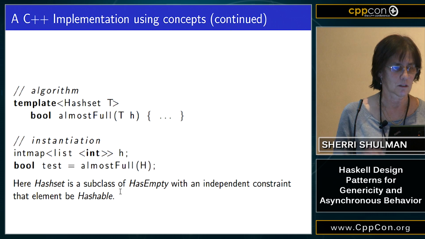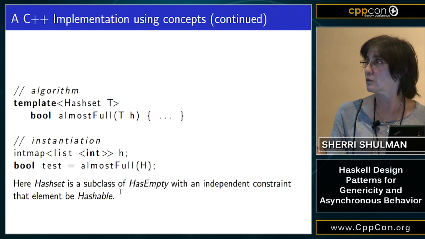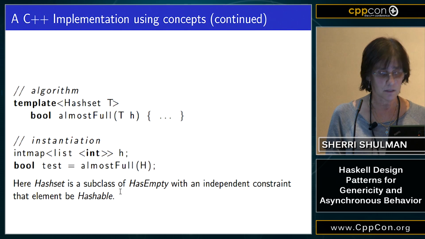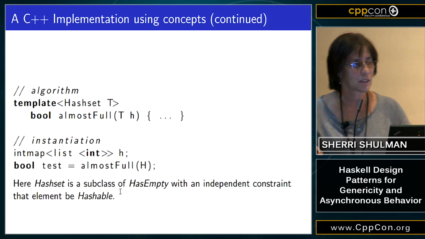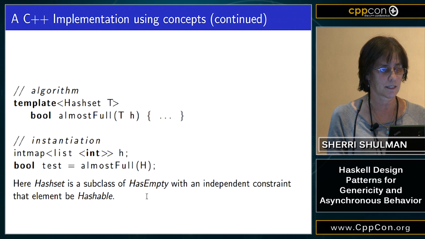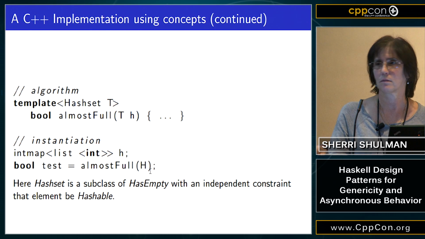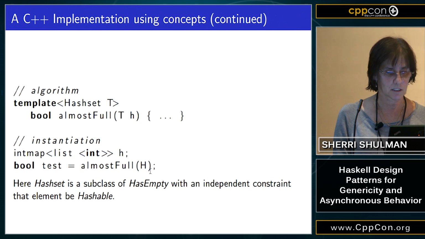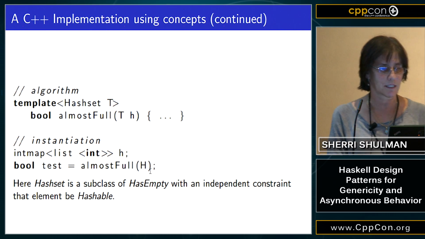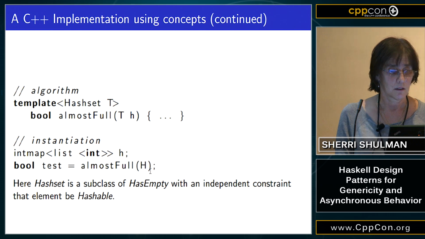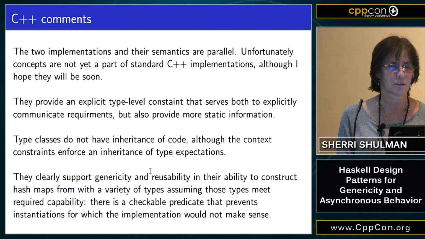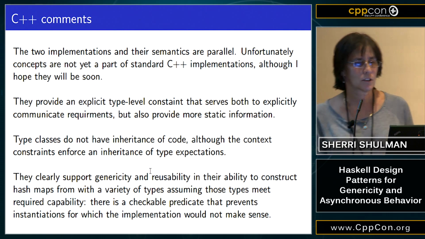All right, we can talk about our almost full here. Again, it's the only algorithm that we've discussed, and I didn't give the definition, but the instantiation here would be, okay, I have my H will be my hash set, and then my test will be almost full. These should be the same case, lowercase for uppercase. So hash set is a subclass of hasEmpty with an independent constraint that element be hashable. Exactly the same, really, as the Haskell one. The two implementations and their semantics are parallel.